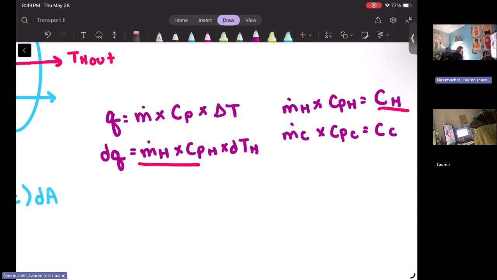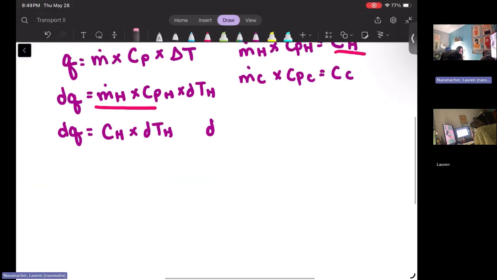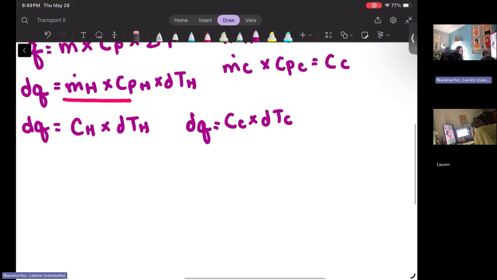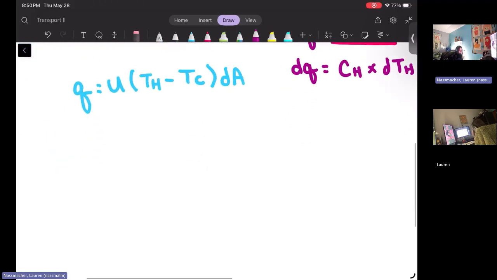So we can find that the change in our heat is equal to CH times the change in temperature, and that'll be the same for the cold.